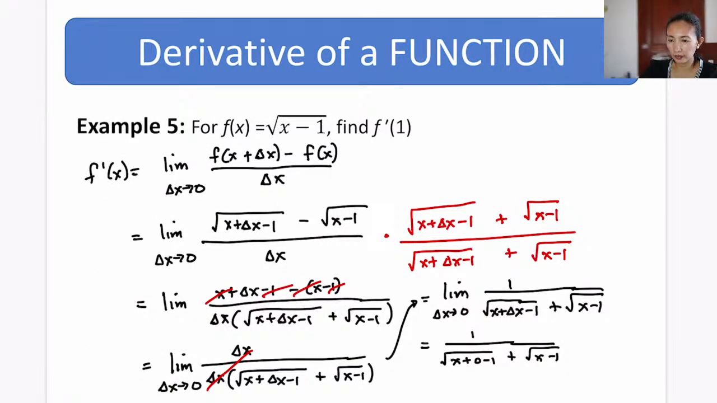1 over 2 square root of x minus 1. So if we find f prime of 1, what will it be? What do we mean by this? Here, the result is 1 over 2 square root of x minus 1. But the problem requires f prime of 1. What is f prime of 1? Anyone? F prime of 1 is undefined.